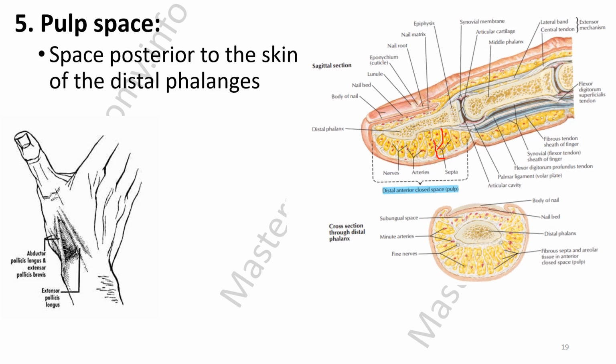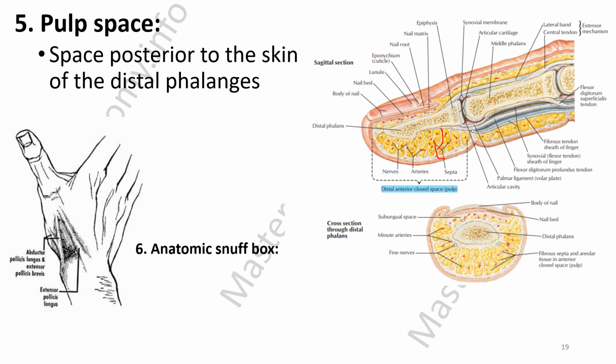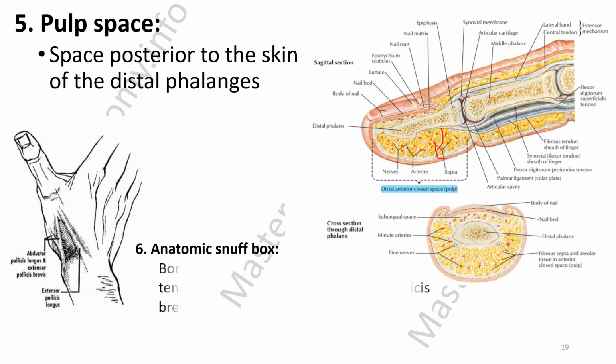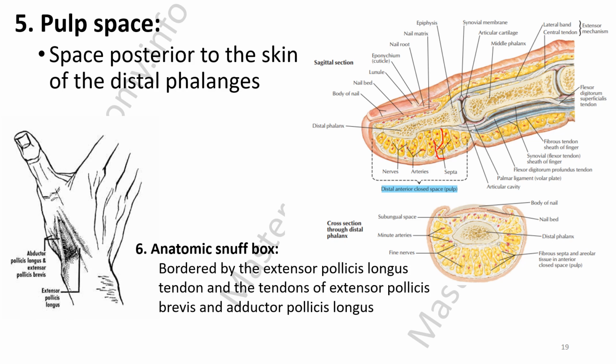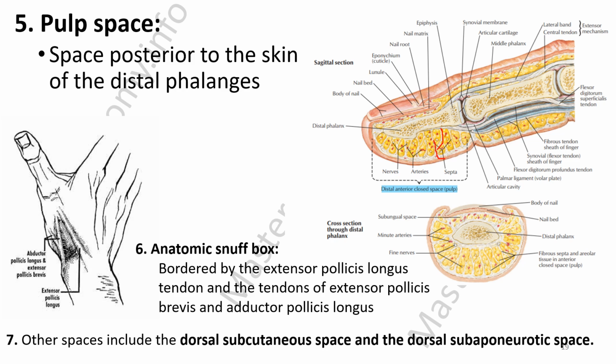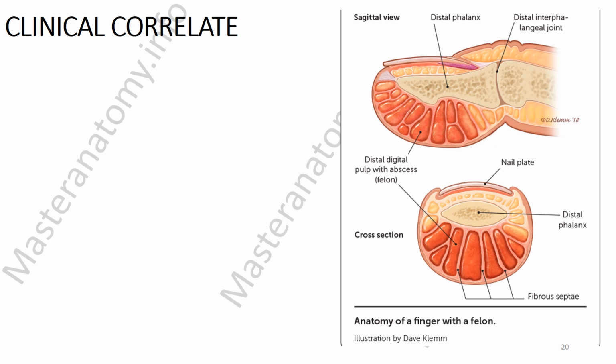So we move to the anatomical snuff box. So this snuff box is of surgical importance, and it is bordered by the extensor pollicis longus tendon, the extensor pollicis brevis tendon, and the abductor pollicis longus tendon. Then other spaces in the hand region are the dorsal subcutaneous space and the dorsal subaponeurotic space. So the spaces are significant as they contain pus.